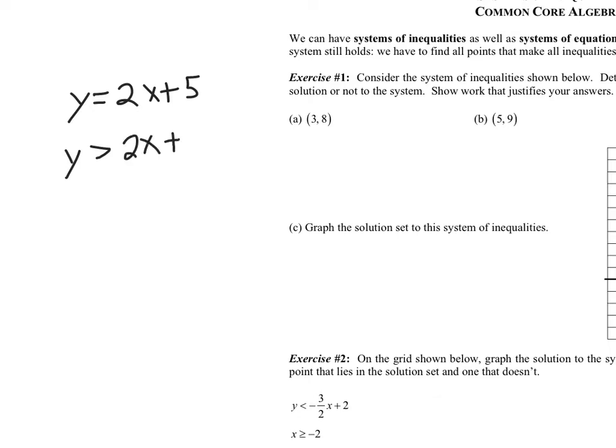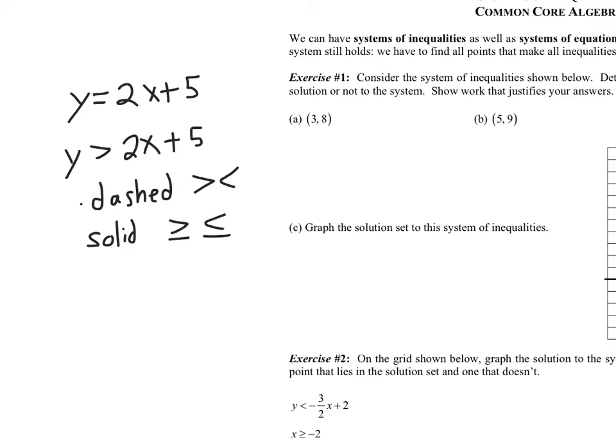The only thing that changes, guys, is that our line will be dashed. And I'm going to ask you to make a note every time we see an inequality, whether it be a dashed line or a solid line. When it's greater than or less than, it's dashed. And it's solid when it's greater than or equal to or less than or equal to.